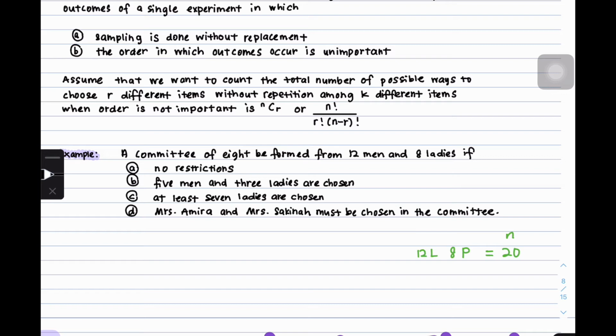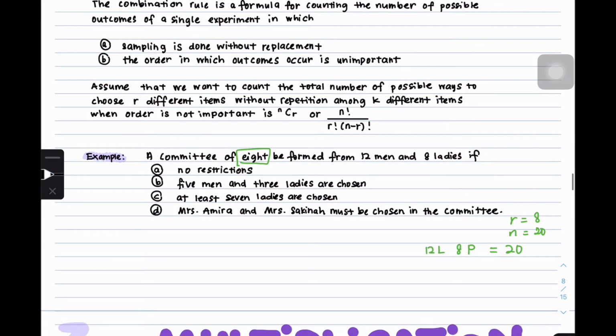Okay, so dia nak suruh kita pilih komiti yang hanya mempunyai 8. Maksudnya kita ada n equal to 20, but we want only to choose 8. R kita adalah 8. Kita hanya nak pilih 8. Now we want to find how many ways we can choose a committee of 8 from 12 men and 8 ladies if there is no restriction.